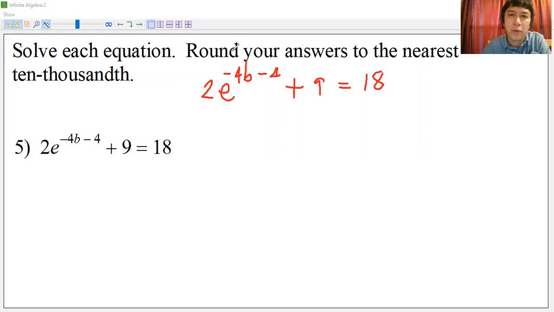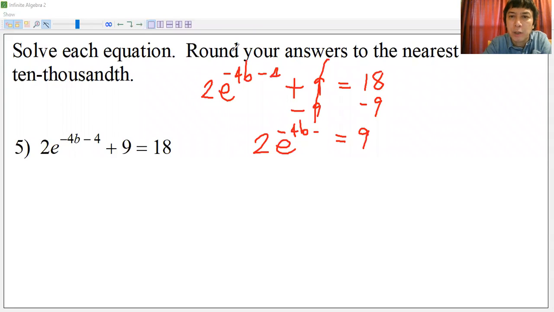All right, so we shall isolate the term with a b. So we subtract 9, and the right side becomes 9. That's 18 minus 9. The positive 9 and the negative 9 cancel out, and the left side will just be 2 times e to the negative 4b minus 4. Okay?